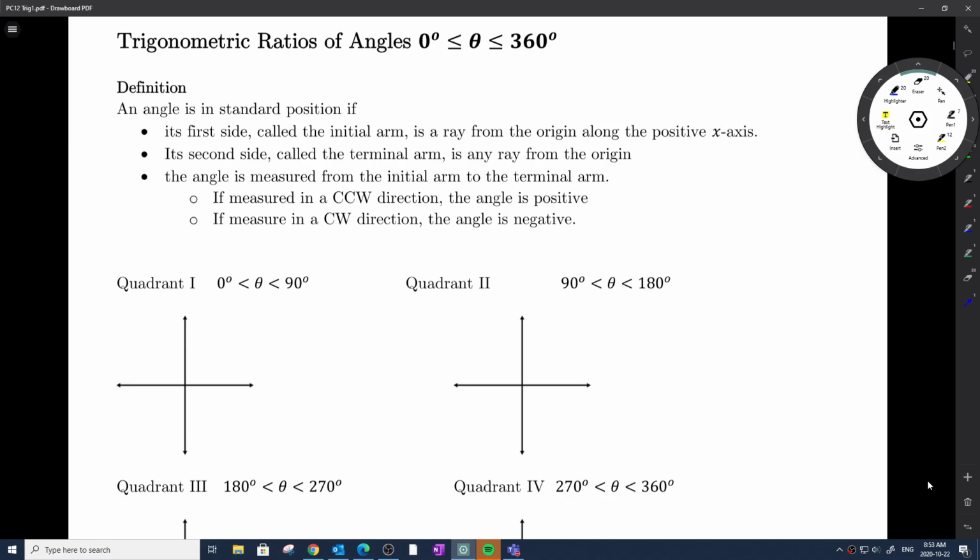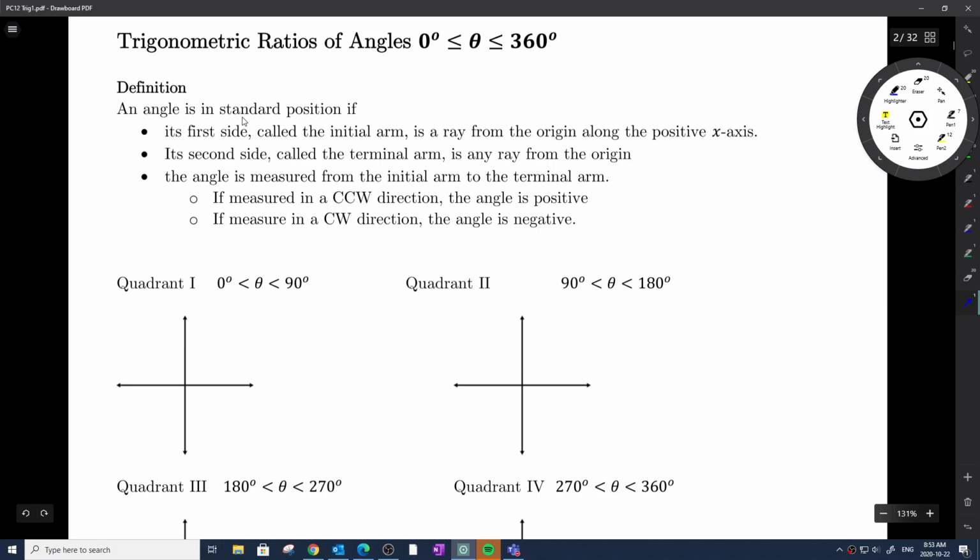The previous knowledge that I expect you to know is SOHCAHTOA. Sine is equal to opposite over hypotenuse. Cosine is equal to adjacent over hypotenuse. Tangent is equal to opposite over adjacent. And I hope to be building a mountain out of that molehill. So here we are. I'm going to start off with some very nice definitions.